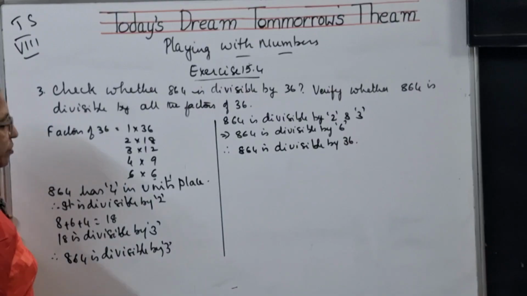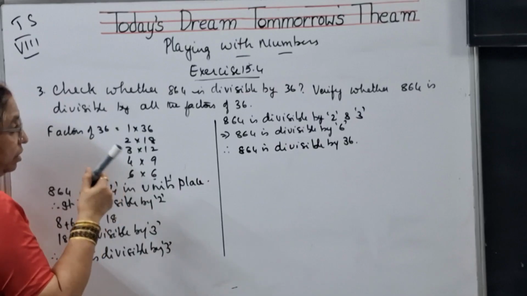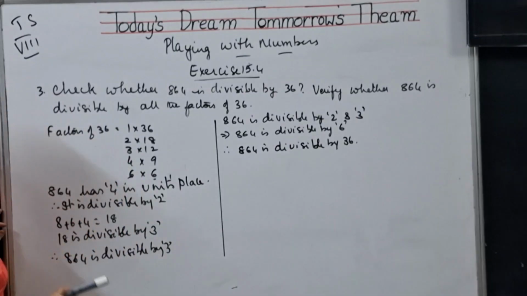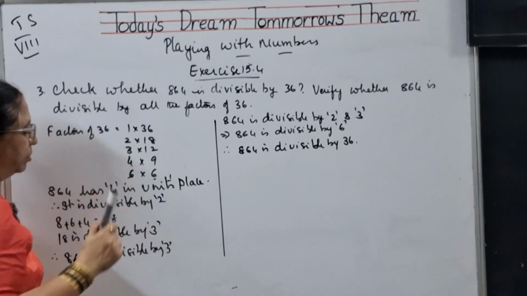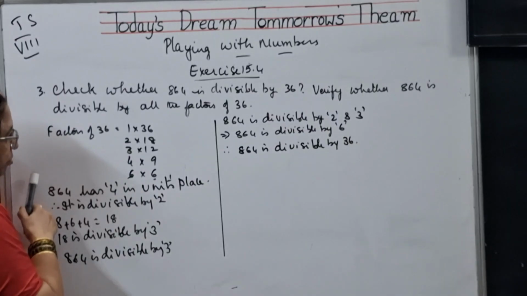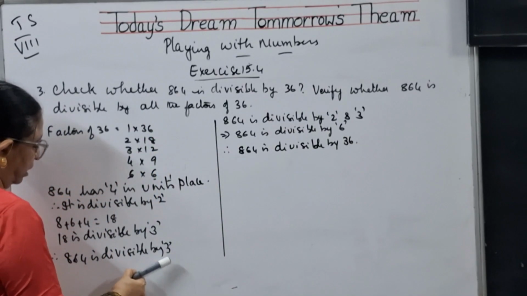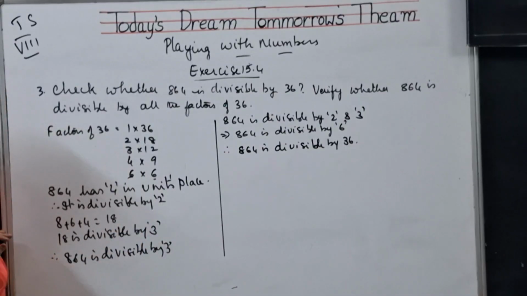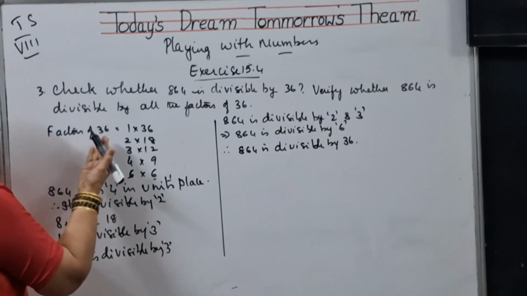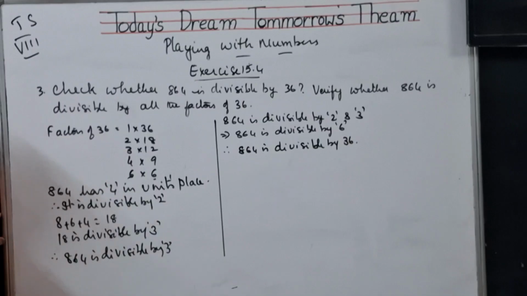The divisibility property of 6 is that the number should be divisible by 2 and 3. So here in the units place it has got 4. 4 is an even number, so it is divisible by 2. Sum of the digits is 18, so it is divisible by 3. Since 864 is divisible by 3 and 2, we will say that it is divisible by 6. If it is divisible by 6, it is divisible by 36 because 6 sixes are 36. So the first bit we have done.